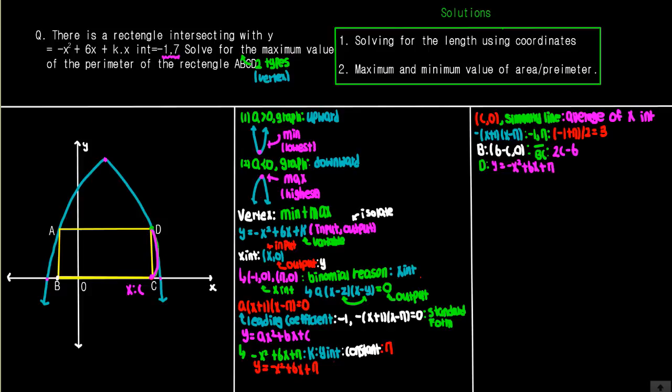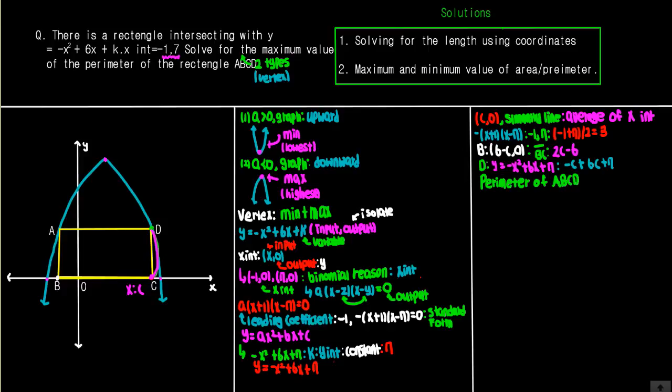If you input c into this function as our x value, we get negative c squared plus 6c plus 7. All we want in this question is the perimeter of our rectangle ABCD.